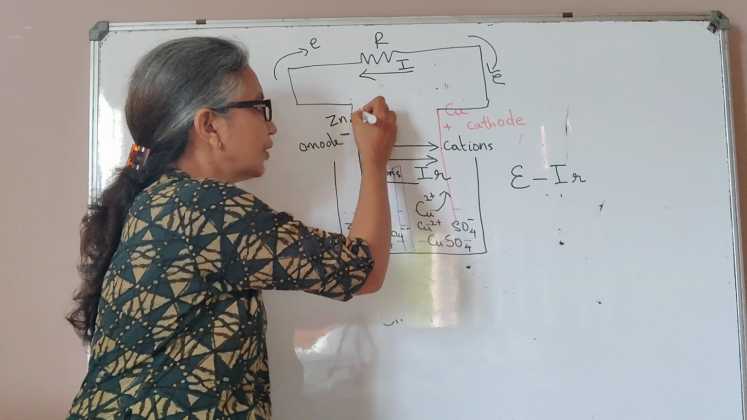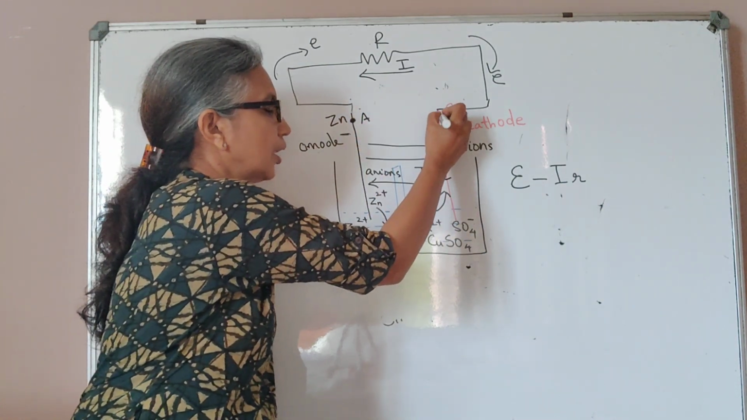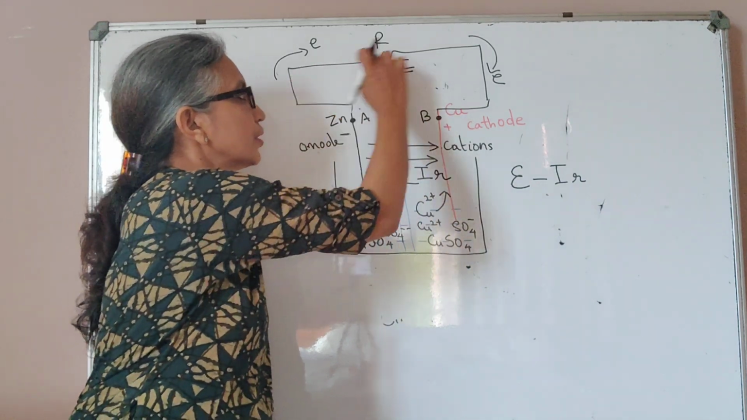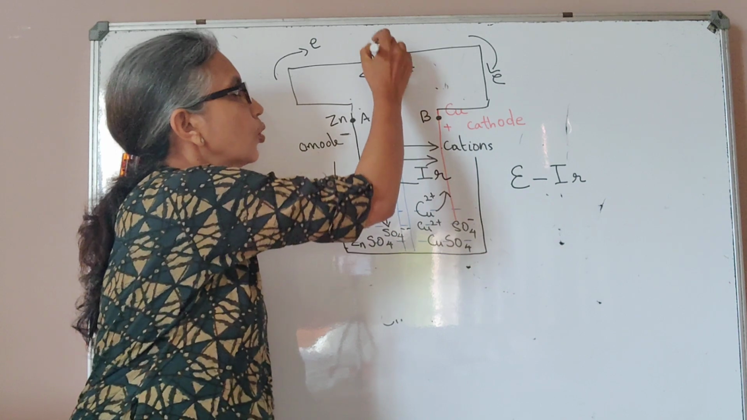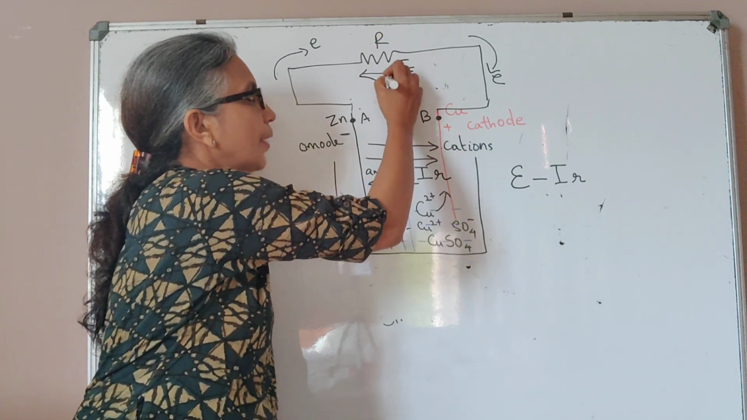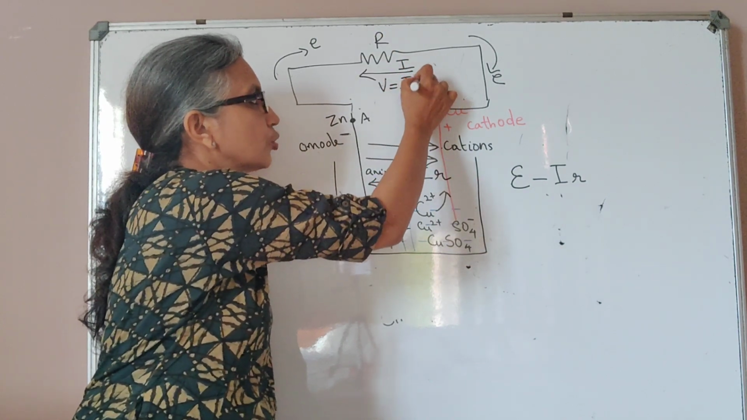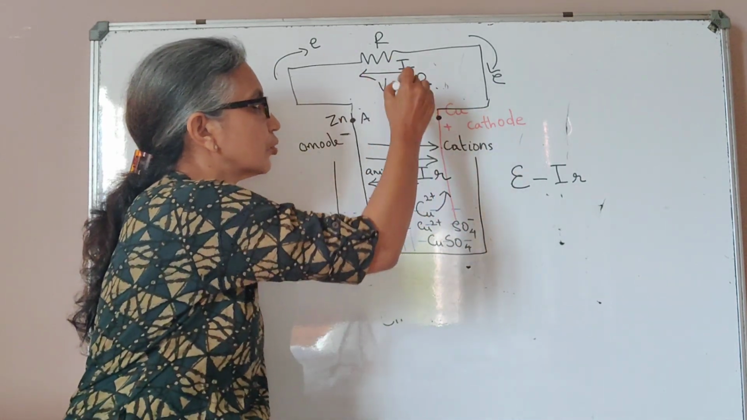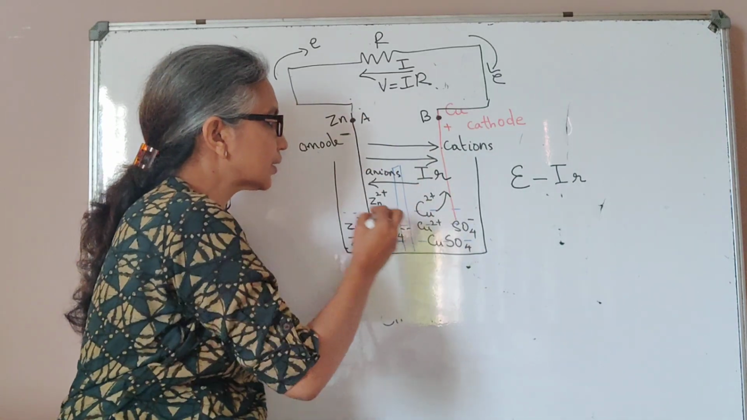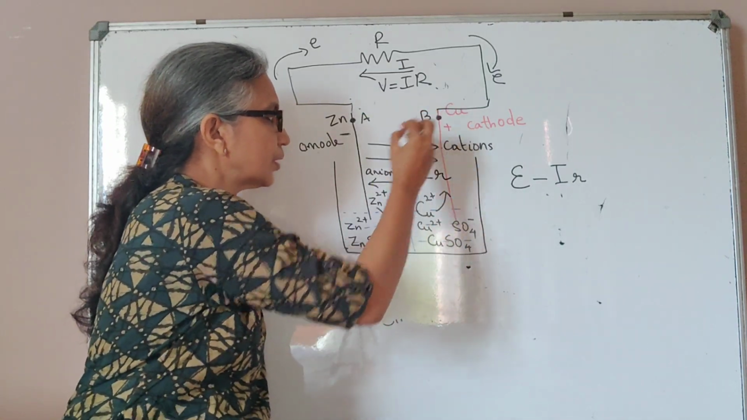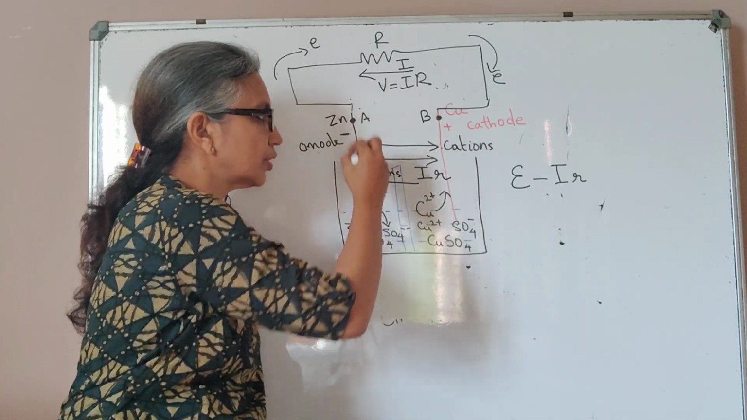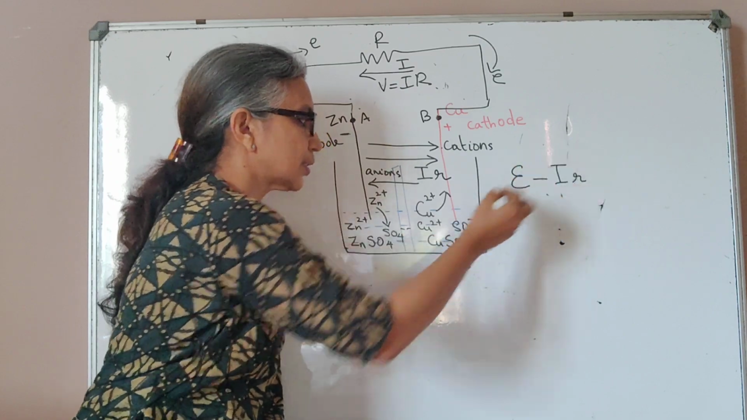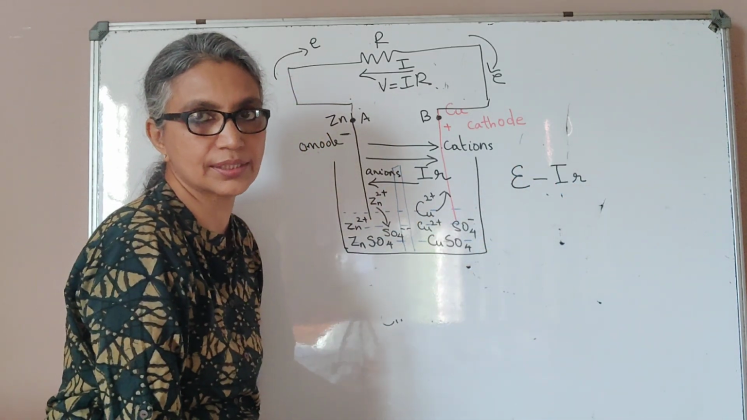So if you take 2 points, one point A here and the other point B here, between the 2 points we have this resistor connected, and by Ohm's law we know that the potential drop across this resistor is I into capital R. So the potential difference across the 2 points in the external circuit is I into R, and inside the cell, between the two terminals, the effective potential difference, or the terminal voltage, now becomes E minus Ir, because there is a current flowing in the cell.